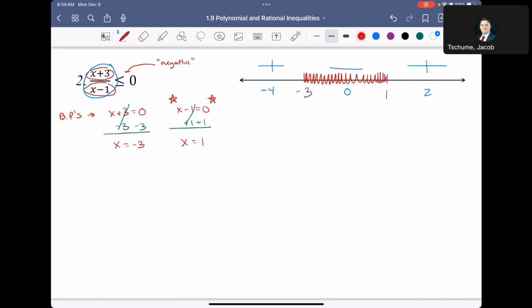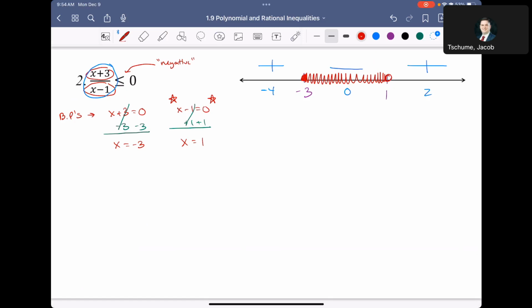So at the x equals 1 value, I'm actually going to put an open circle there because I don't want the bottom to be 0. That would cause something not good to happen. Now, the negative 3 that came from setting the top equal to 0, there's no problem with that. The top of a fraction can be 0, and that's not something I have to worry about. So for my negative 3, I can put a closed circle.